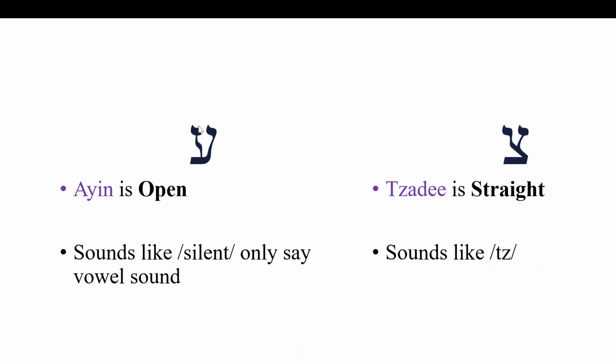As opposed to over here, we have an ayin. The ayin is more opened. It's made from two lines rather than three. And the sound of an ayin is silent, which means that it will make just the sound of the vowel that is attached to it, but the letter itself is silent.